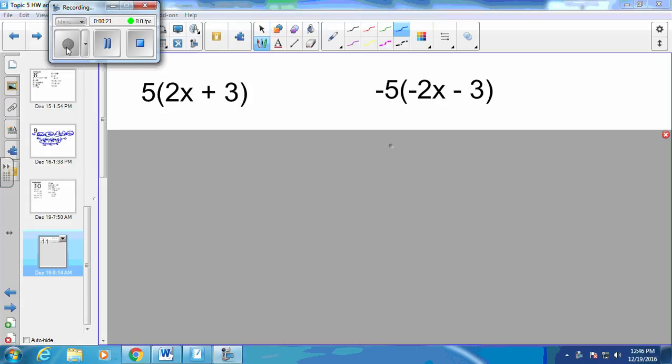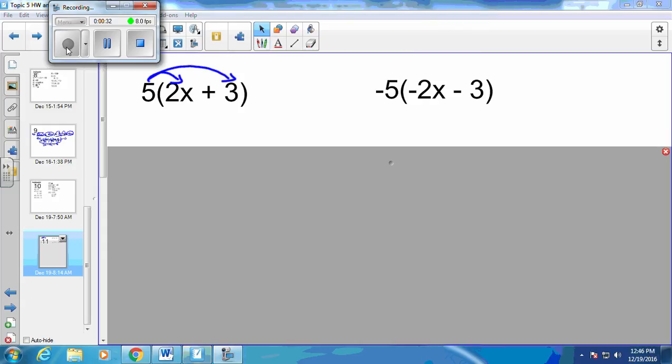So remember, when I have the distributive property, that means I have 5 times something in parentheses. So I'm going to take that 5 and multiply it to the two terms that are inside the parentheses. So 5 times 2x is the same thing as 10x, and 5 times positive 3 is 15. And I also have that plus sign to bring down, so I'll have 10x plus 15.